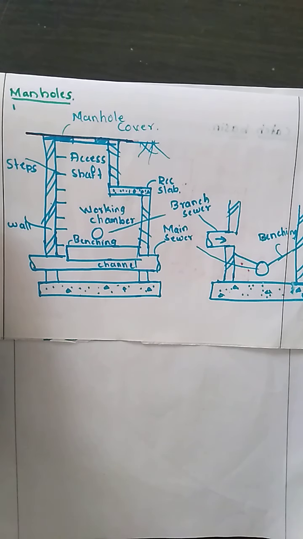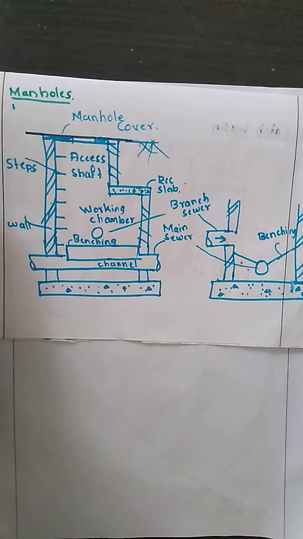Here you can see the branch sewer line and the main sewer line. If the wastewater from the main sewer line has to pass through the branch sewer line, then it has to pass through the benching. So all these things you need to remember regarding the manhole, and the diagram is very important, and normally they will be asking for the diagram of the manhole.